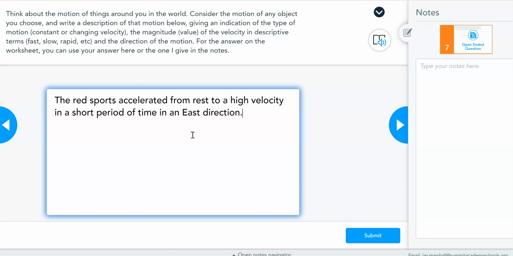So you can either use that statement or you can create your own. So I'm going to submit that because I need to in order to move on, and you can go to the next slide.